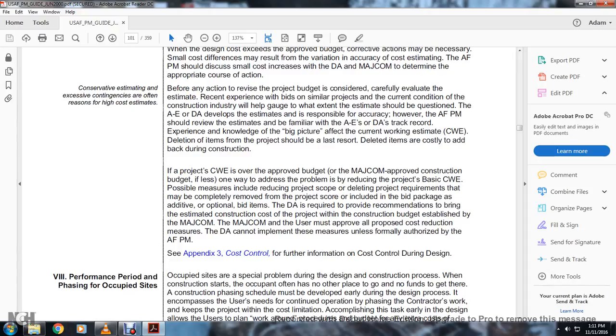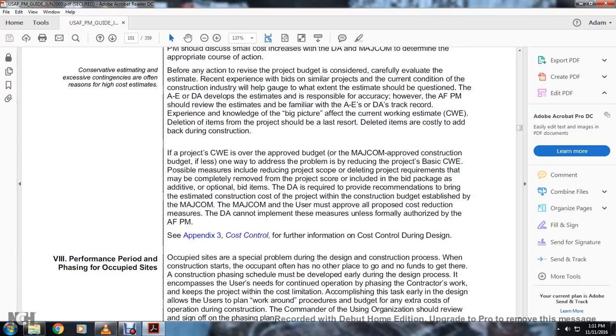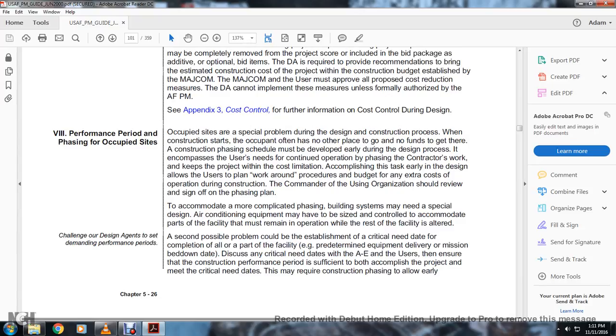If the cost working estimate is approved by the major command and the budget approved for construction is less than that, one way to address the problem is reducing the project scope. Possible measures of reducing project scope include deleting project requirements that may be completely removed from the project scope, including them in the bid package, and adding optional bid items. The DA was required to provide a recommendation to bring the estimated construction cost in line with the project construction budget, and the major command must approve all proposed cost reduction measures. The DA cannot implement the measures unless they are fully authorized by the Air Force program manager. See Appendix 3, Cost Control, for further information on cost control during the design.